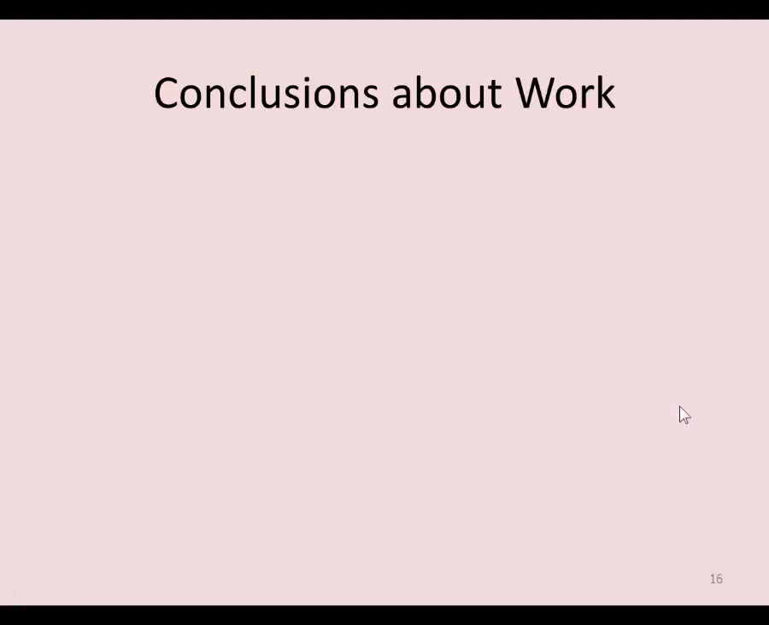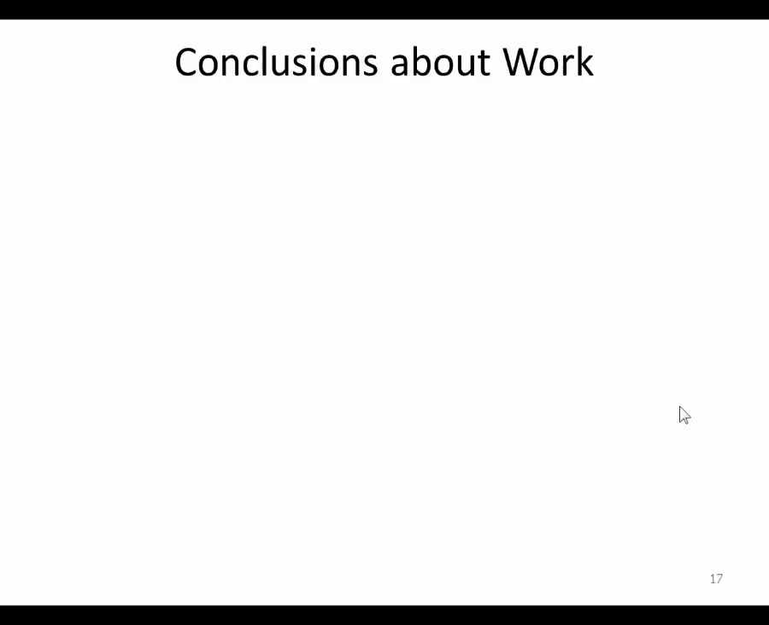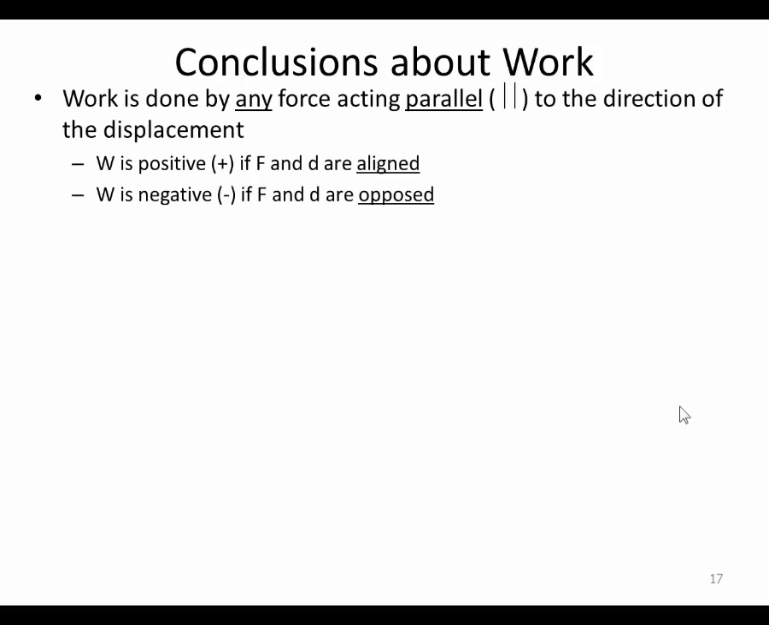So let's take a look at some conclusions about work. First of all, work is done by any force acting parallel to the direction of the displacement. We can have work as positive or negative. It's positive if the force is aligned with the displacement vector, and it's negative if they are in opposite directions. If the force acting is perpendicular to the displacement, for example, we were moving horizontally but gravity is acting vertically, no work was done. It didn't move in that direction.